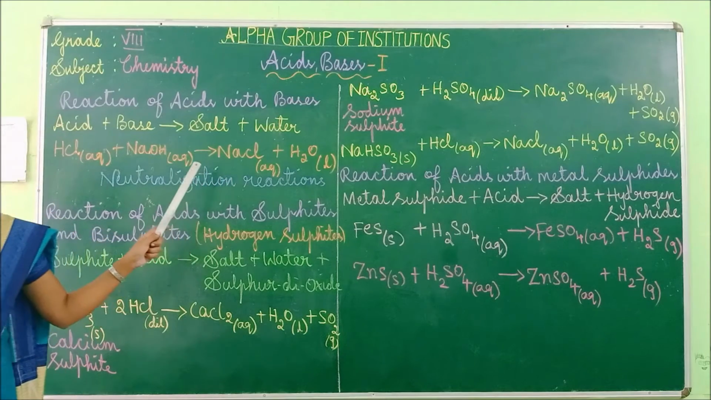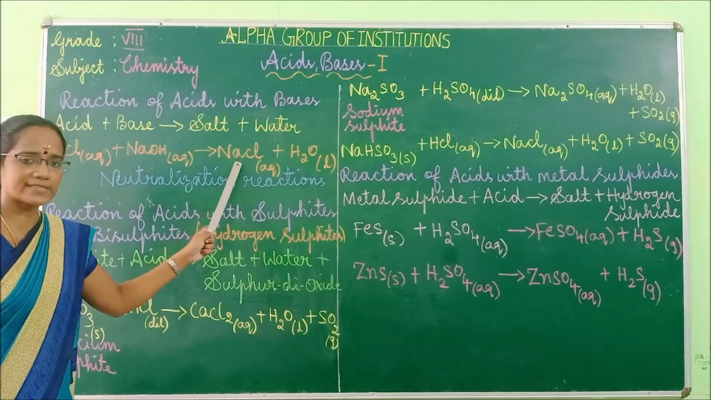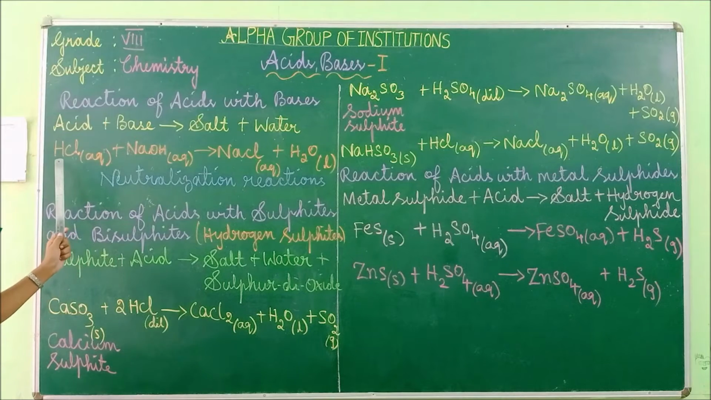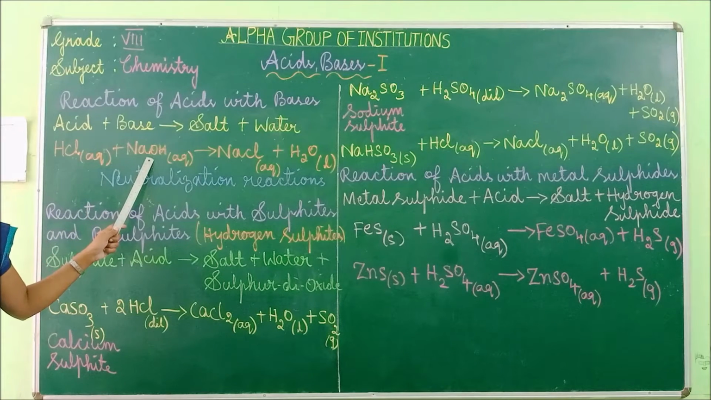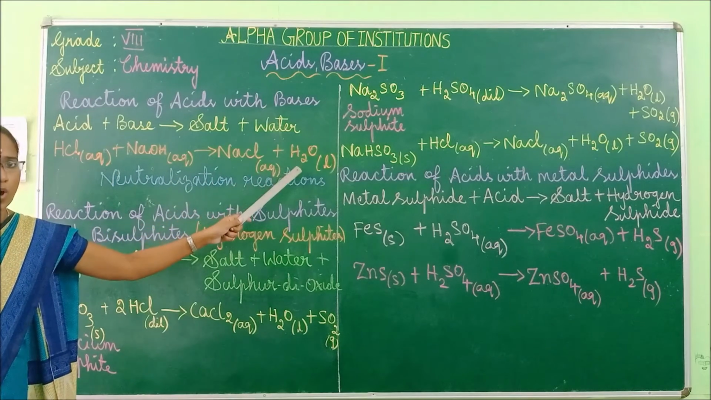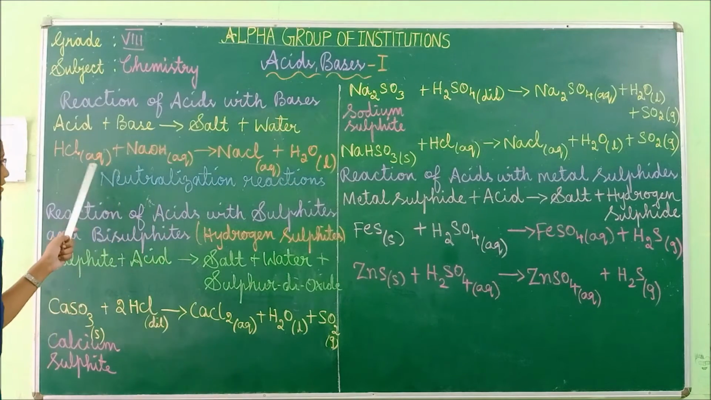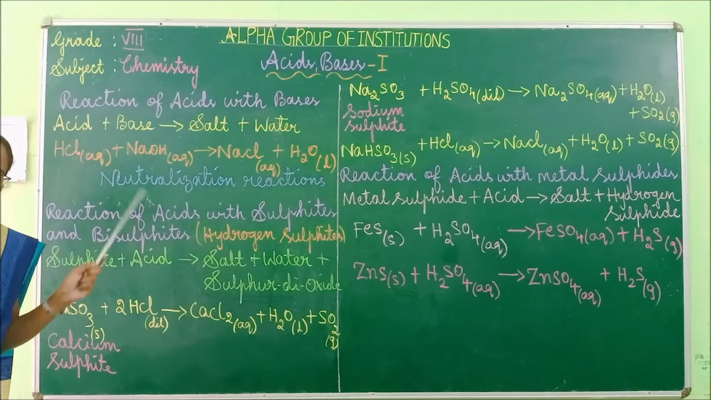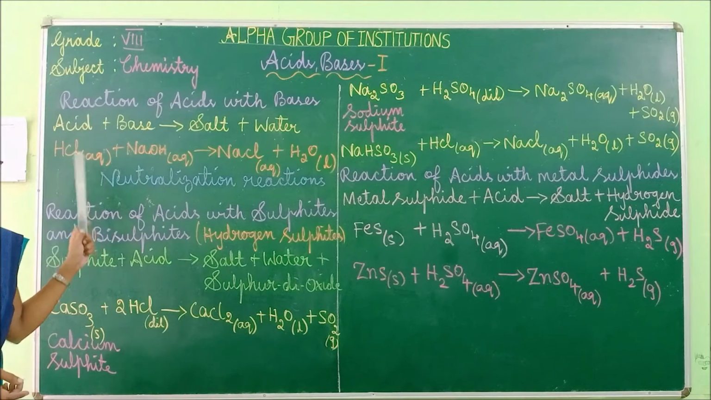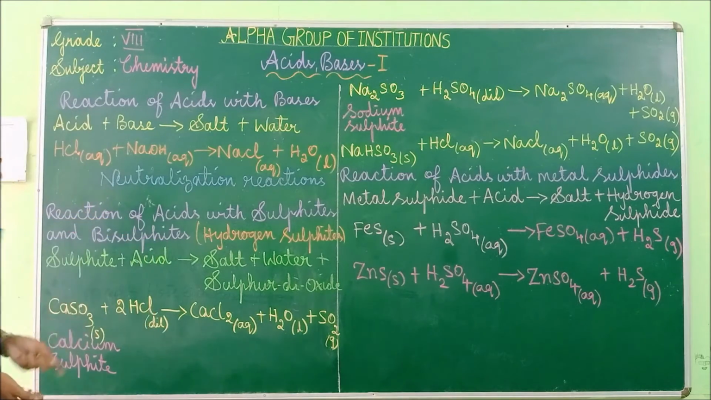Sodium chloride is a salt, the common salt which we use at home, isn't it? So NaCl as well as water will be produced. So acid, when it reacts with base, forms the products salt and water. Here you have to mention the physical states. If it is an aqueous solution, then you have to put inside the bracket AQ. Aqueous means dissolved in water. Hydrochloric acid dissolves in water. This is called an aqueous solution.